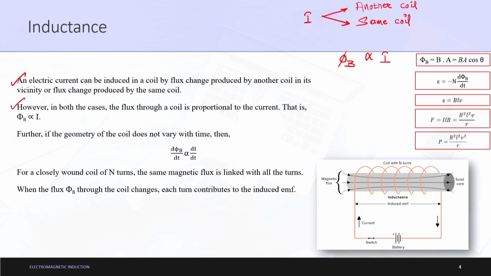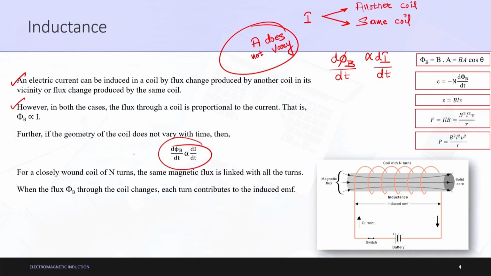Further, if the geometry of the coil does not vary with time, that is, the area does not vary, then the concept of dt is added here. So, d phi b by dt is directly proportional to di by dt.